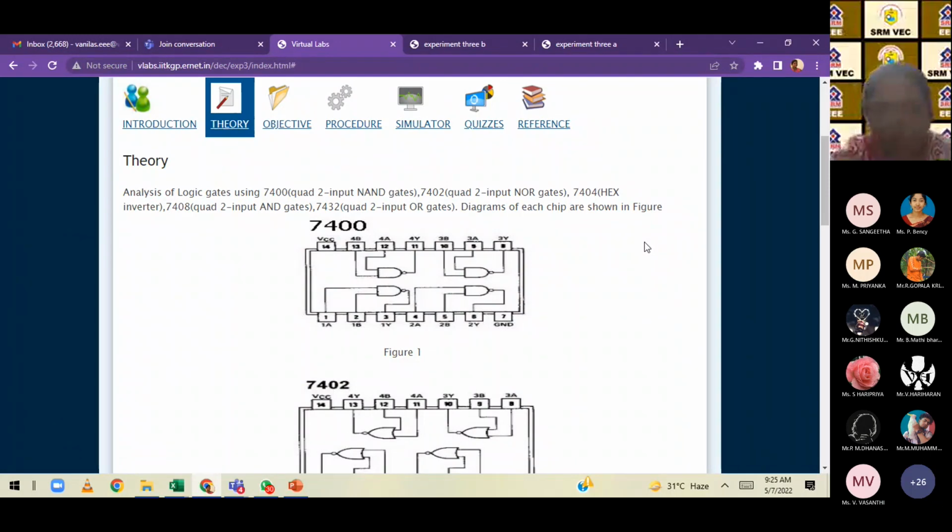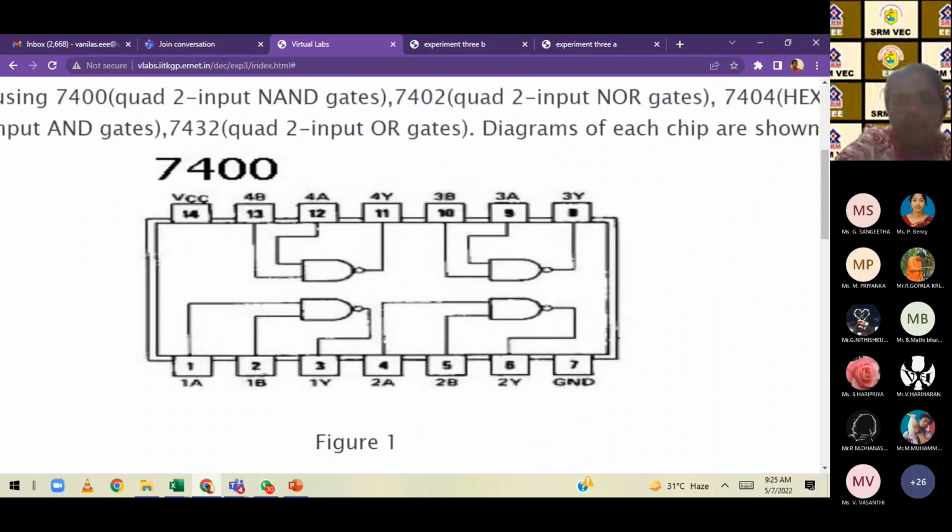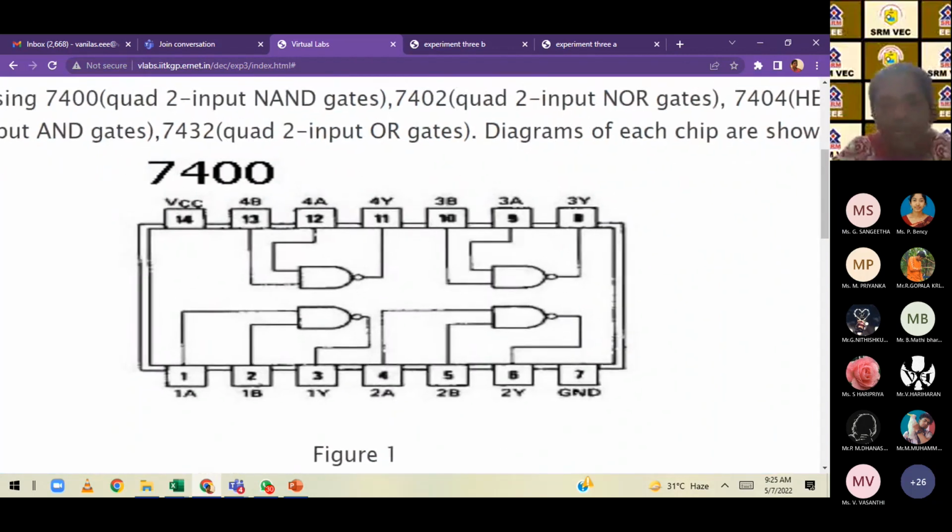Now you can see this. In the diagram, I have shown how the gates are used. If you want to use a NAND gate, we should go for 7400. 7400 is the two-input NAND gate IC. If you count the pins, 7 and 7, so a total of 14 pins. It takes two inputs and gives one output.